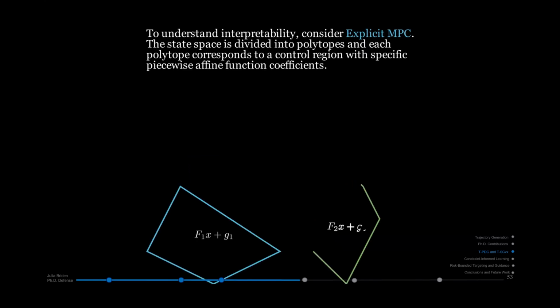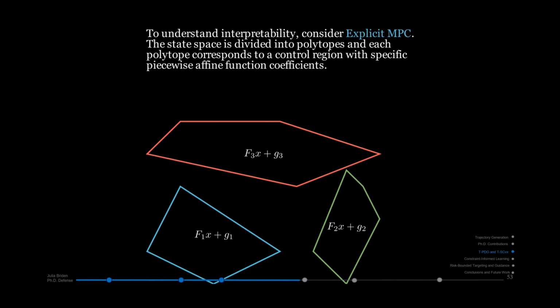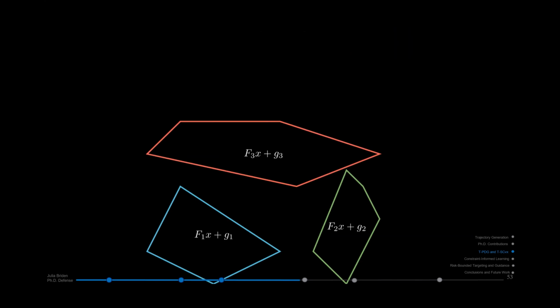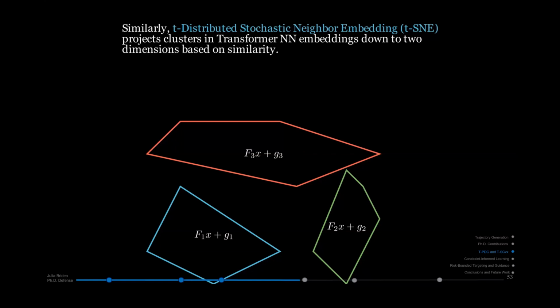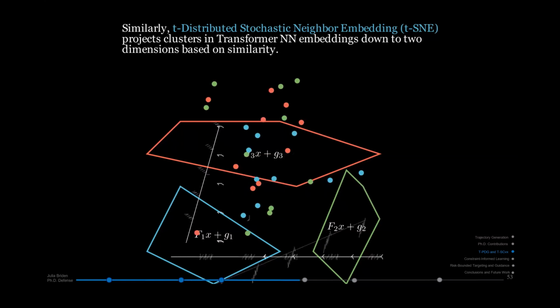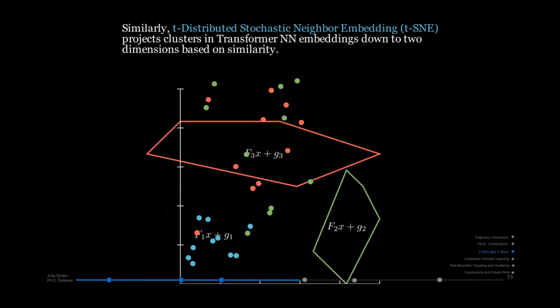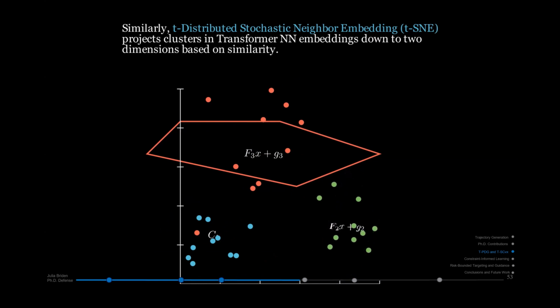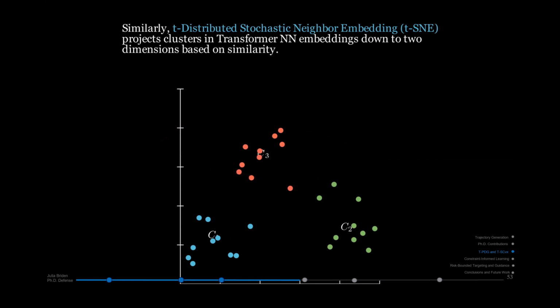First, we can consider explicit model predictive control, where our state space is divided into polytopes, each one denoting a different control policy. If we apply t-distributed stochastic neighbor embedding, it works in a similar way, where we're able to transform our high dimensional weights down into, for example, 2 dimensions that often fall into a set of clusters. So for example, I have 3 different clusters here, and each one denotes a sort of policy or classification for that deep learning method.